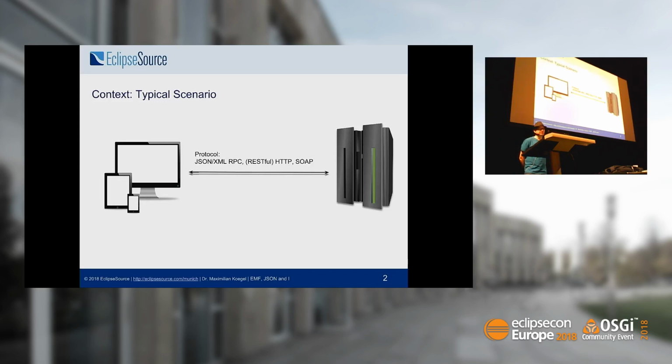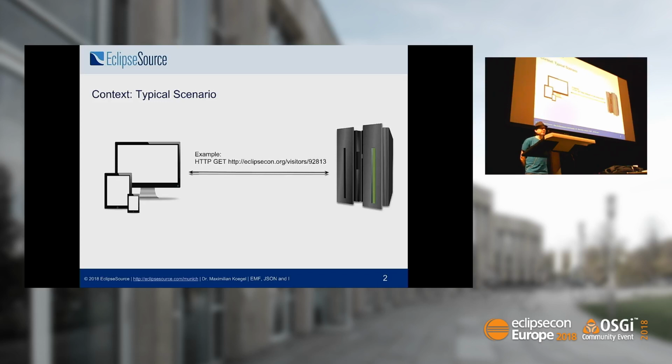And sometimes that's simple data, like just a parameter as a string. But more often than not, it's more complicated structured data that needs to be sent along. And that can typically be done with JSON or with XML. And that's why I want to look into how you do that in combination with EMF.